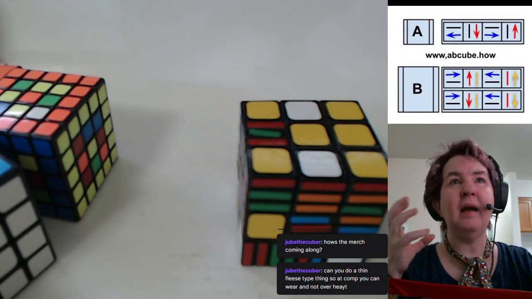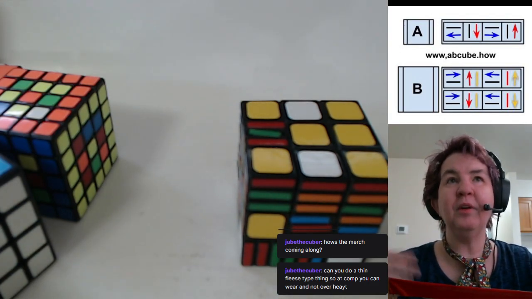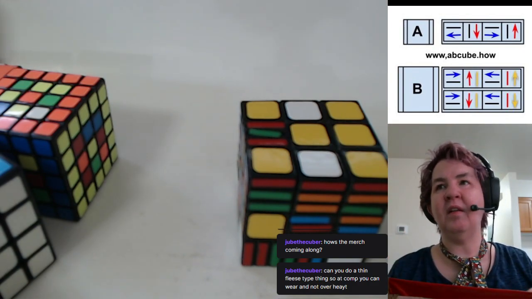This is the phase that I'm at. I want feedback as to what merch you would like to buy. What merch would you like to have? That's the phase that I'm at.